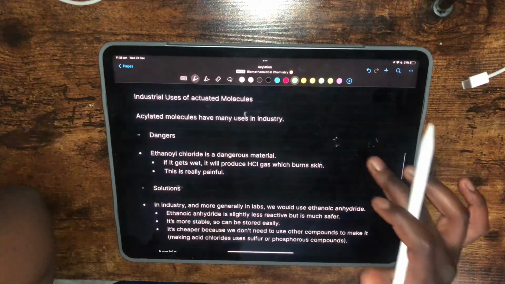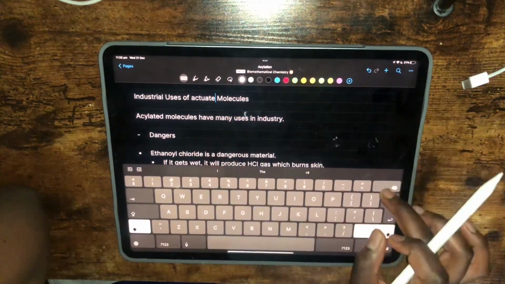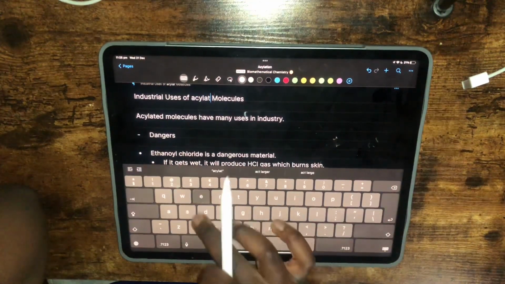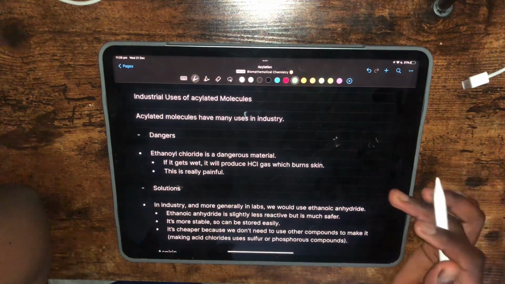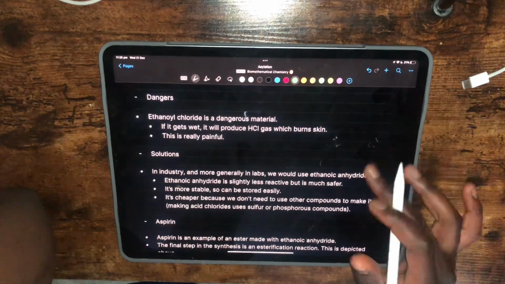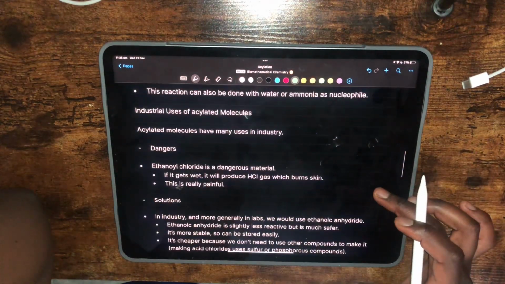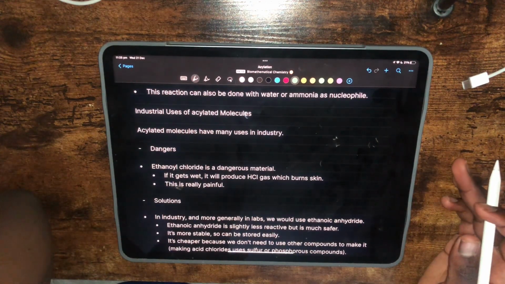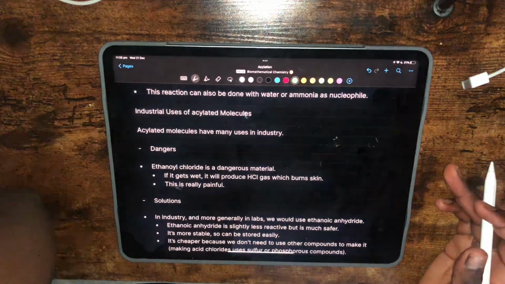So industrial uses of acylated molecules. I don't know why I keep saying actuated. Acylated, there you go. Acylated molecules have many uses in industry, and one thing you need to understand is the dangers of it. Ethanoyl chloride, which is what this compound here is, is quite a dangerous material, because if it gets wet, it will produce hydrogen chloride gas, which can burn the skin. It's a skin irritant, and it's very painful.